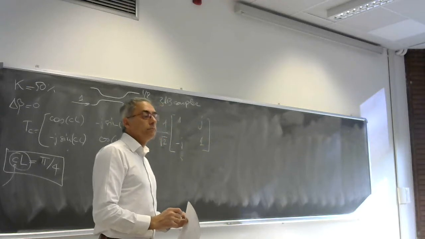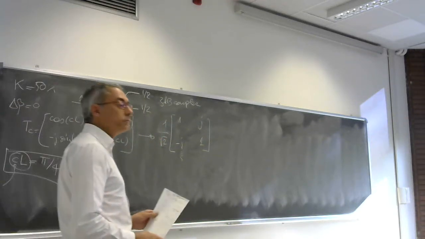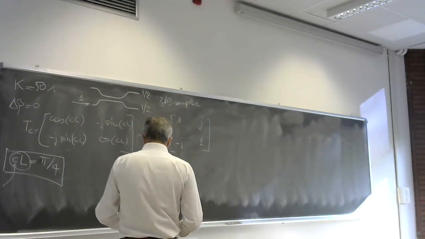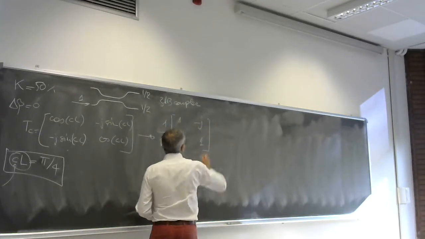Why is there one j with a minus and the other is not? Because I forgot to put the minus.